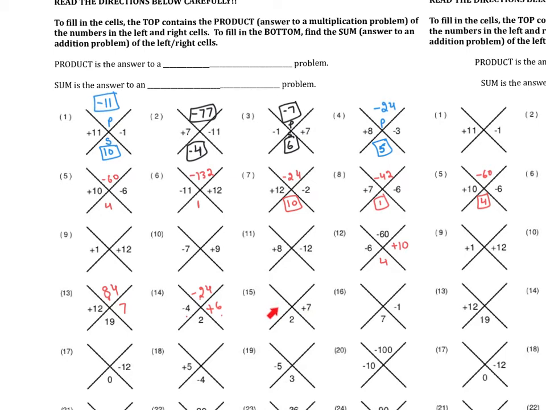Number 15, the two numbers are given. So what should I have here? When we add them, we get 2. So here I should have -5, because -5 plus 7 is 2. And -5 times 7 is -35, that goes on the top. For number 16, what should be here, so that I take -1 from what number and it gives me 7? So 8 minus 1 gives me 7. 8 times -1 is -8, that goes on the top.